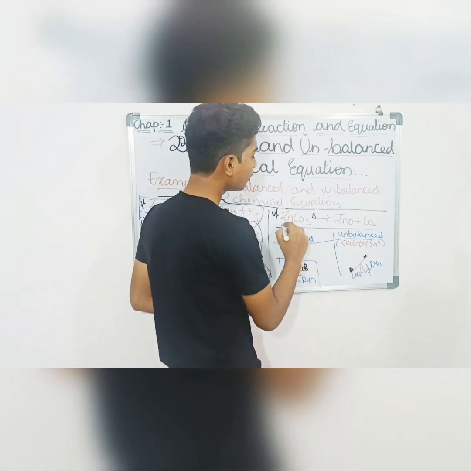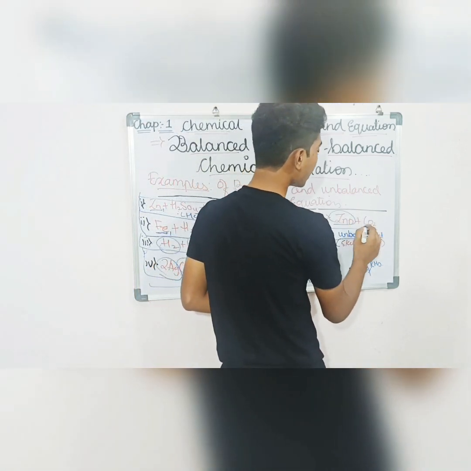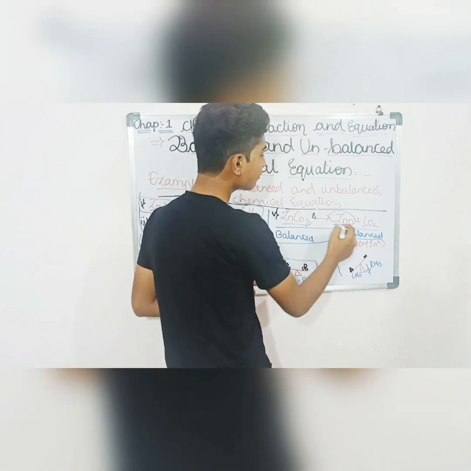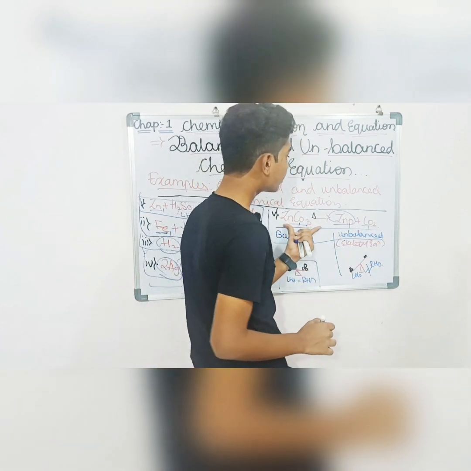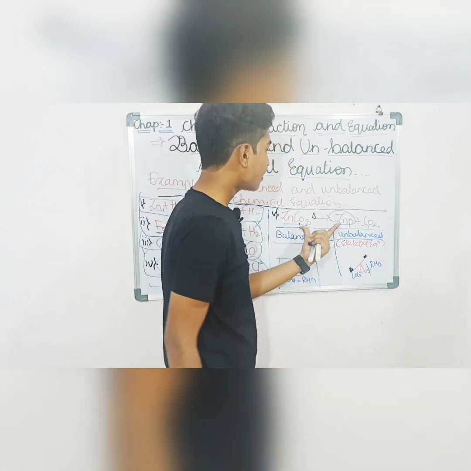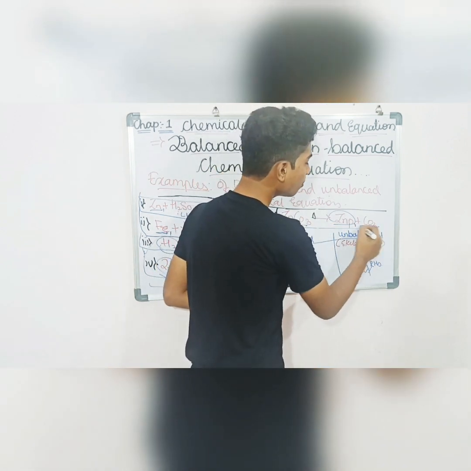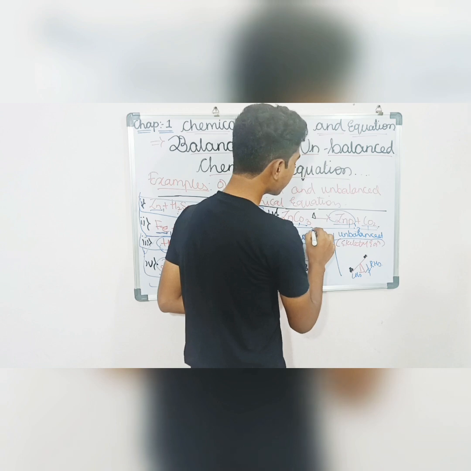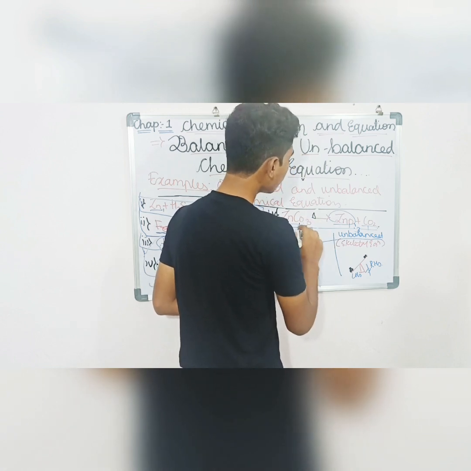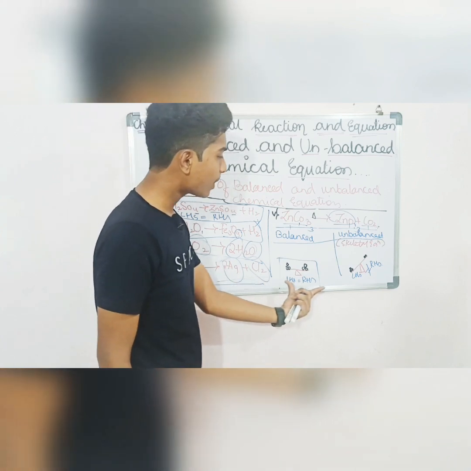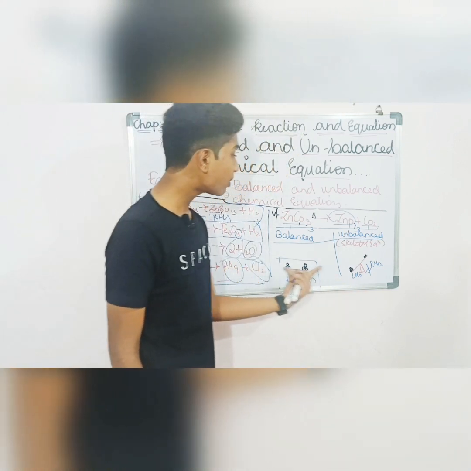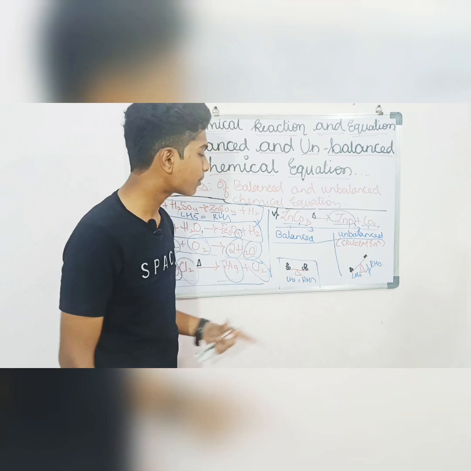Zinc carbonate, when heated, gives zinc oxide plus CO2. Zinc is 1 and zinc is 1. Carbon is 1, and oxygen is 3 and here is 2. See, here 1 oxygen is there. 2 plus 1 is 3. Oxygen atoms are 3. Zinc 1. This is also a balanced chemical equation. So this is the pictorial method to remember the balanced and unbalanced chemical equation.